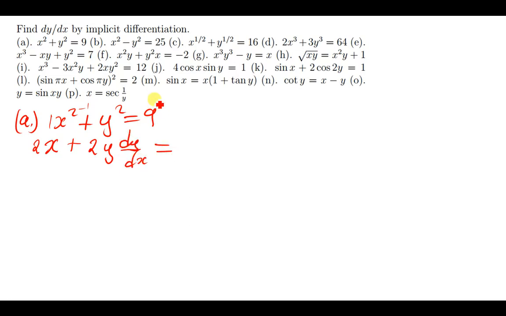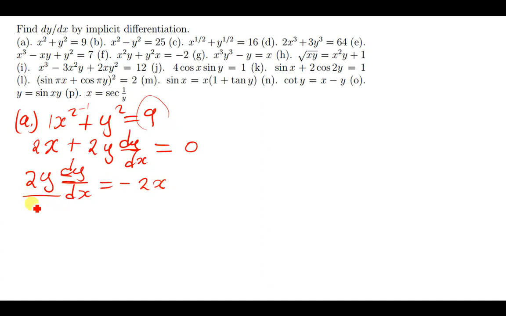Then this is equal to, the derivative of a constant is simply just 0. So the derivative of a constant is simply just 0. So here it's just a matter of making dy dx the subject of the formula. I'm going to take 2x to the other side of the equal sign, so that we remain with 2y dy dx is equal to negative 2x.